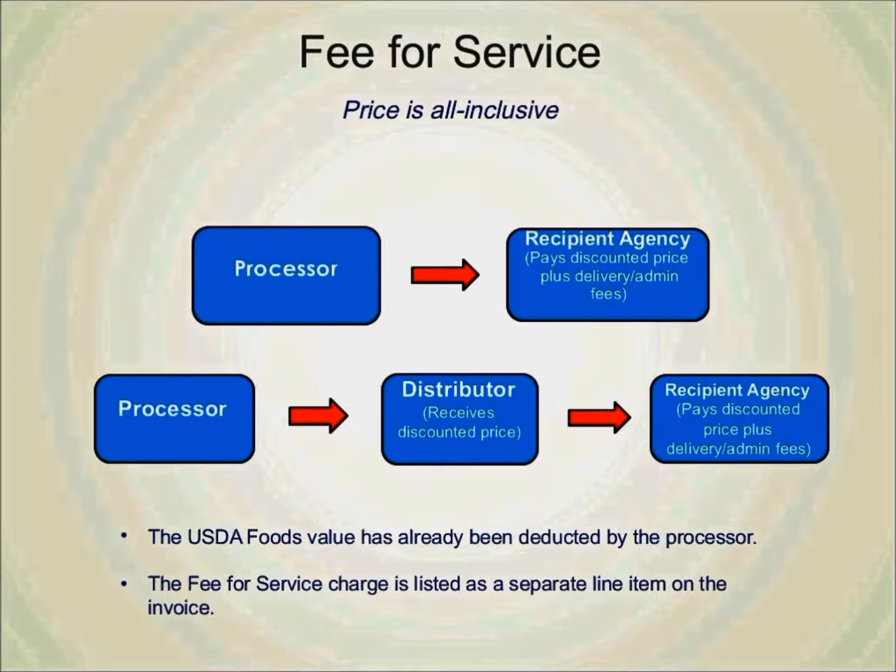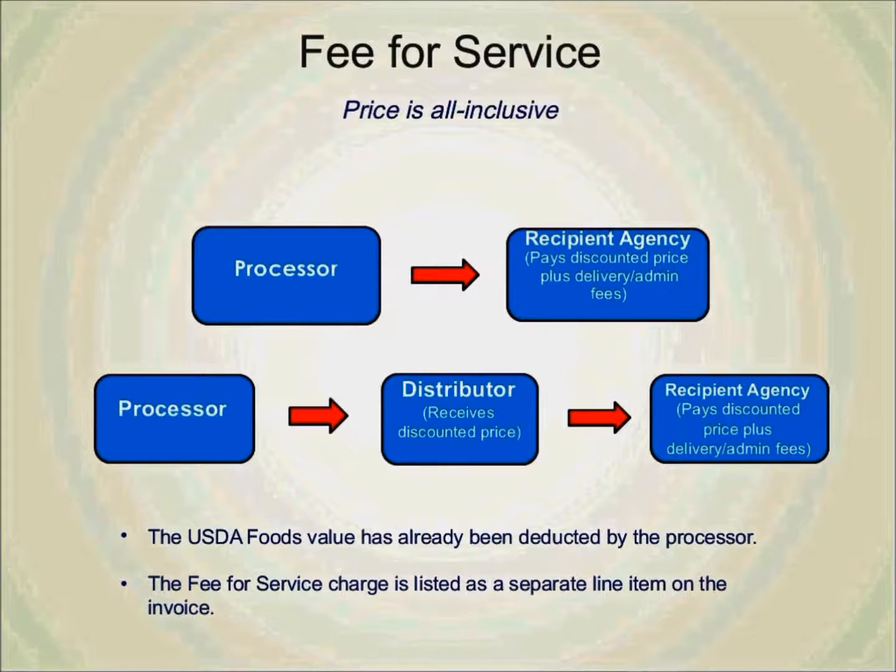Generally, fee-for-service is used for meat and poultry processing. Similar to direct ship, the fee-for-service price is all-inclusive. The USDA Foods discount has already been deducted from the case price when it is shipped out by the processor and received by the RA and/or the distributor. The case price represents the processor's cost of any additional ingredients, labor, packaging, and administrative costs incurred in the conversion of the bulk USDA foods into the end product.